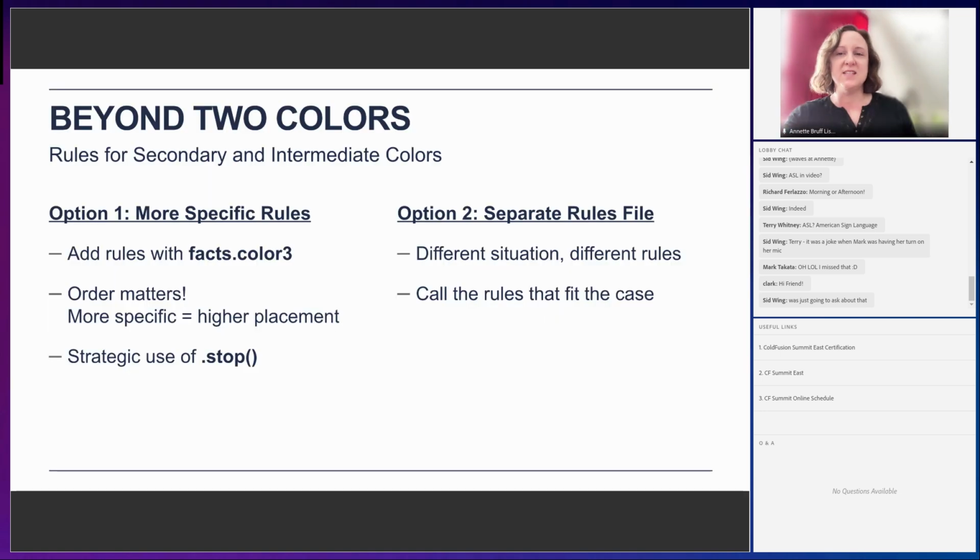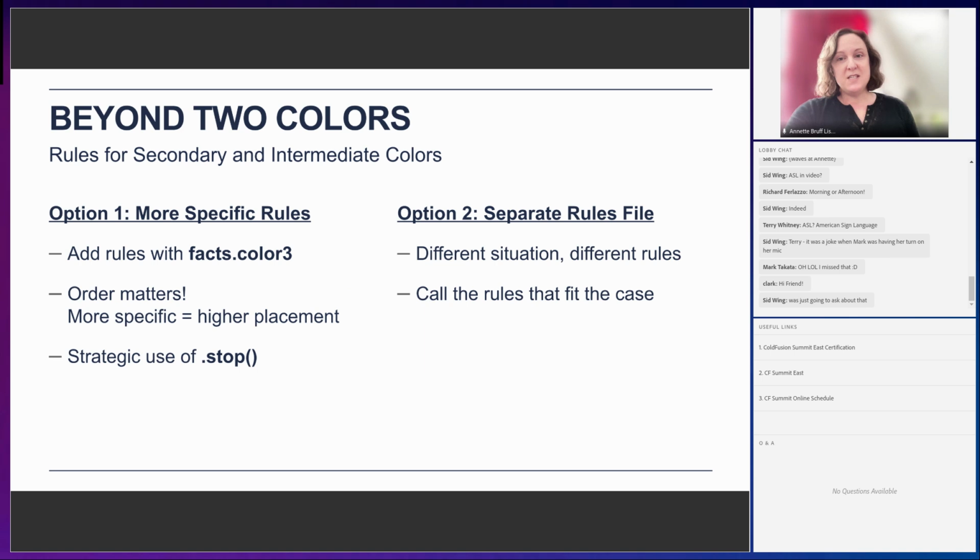If you wanted to take this a step further in our simple concept here, let's say we're now dealing with secondary colors and intermediate colors. So we need to handle cases where the fact struct has color 3 and color 4. Well, they're all still going to go inside that same define rules function. But I'm going to be strategic about where I place my rules. I want the more specific rules to come first.